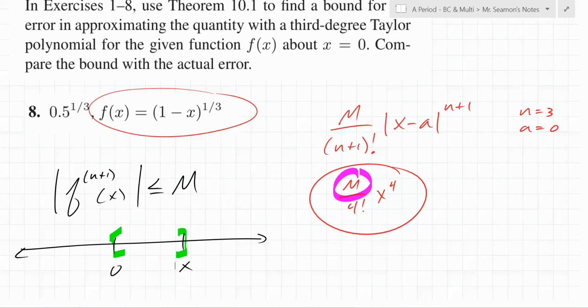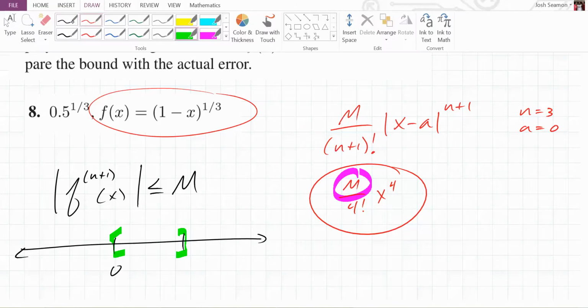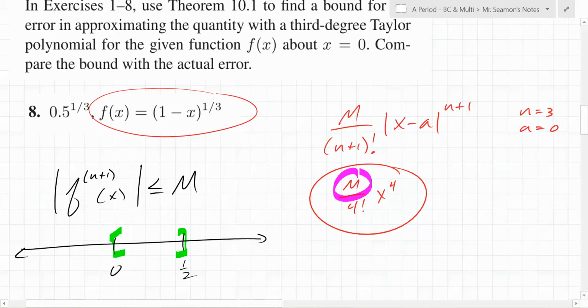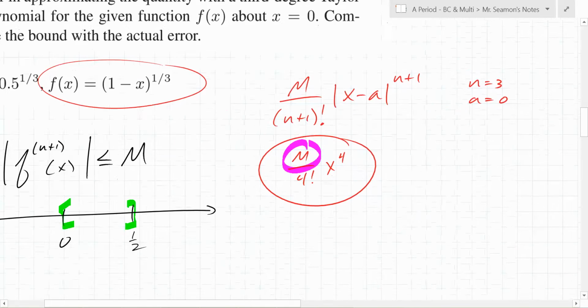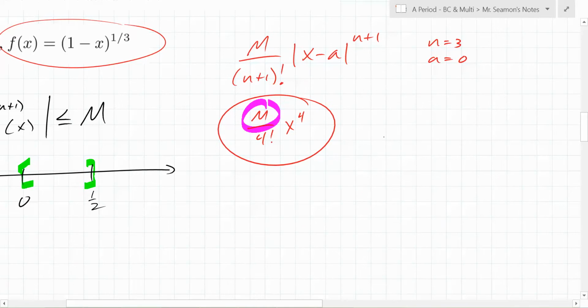0.5. Could we change this a little bit and use a 2 right here instead if we wanted to? We could. It would be a different error bound though. But now, what is x going to be? 0.5. So we're going from 0 to, and I'll go back here to, what is it? 1/2? Nice. It's right there. It's literally on the board.